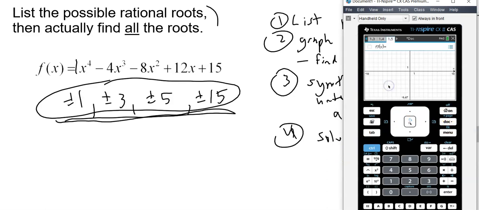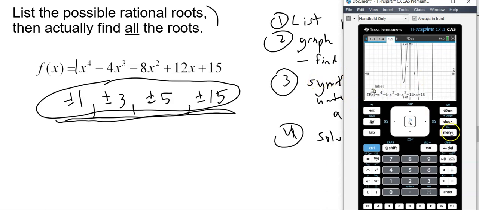Hopefully I did this one right after all that build up. X to the 4th minus 4x to the 3rd minus 8x squared plus 12x plus 15. Wow, a lot of stuff going on there, a lot of solutions. Maybe these are all rational. Let's see here.